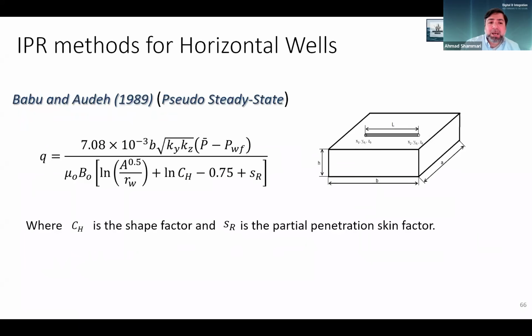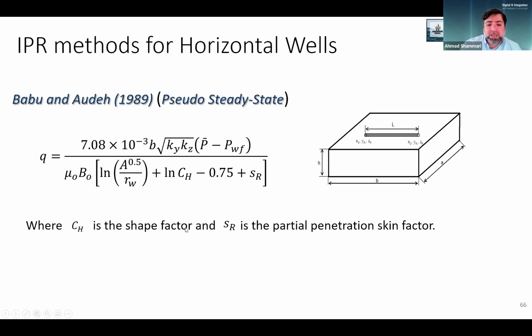The second type is Babu and Odeh, which is considered pseudo-steady state. Pseudo-steady state assumes that the whole reservoir drainage is constant, not just at the edge, okay? So this is the equation, all right? We assume a box like this, where we have the height, the width, and the length of the reservoir. So this is B, which is the width. A has to be small, not capital, and that's it.